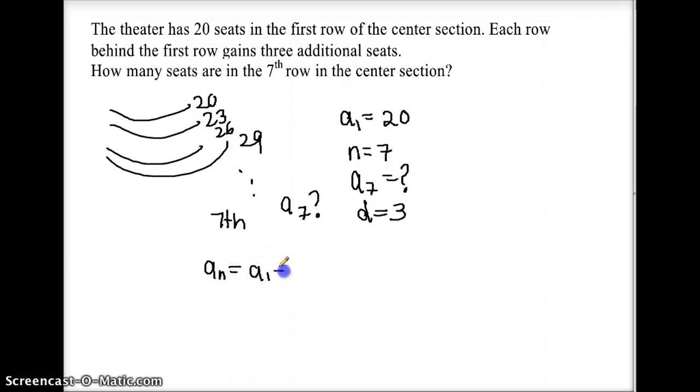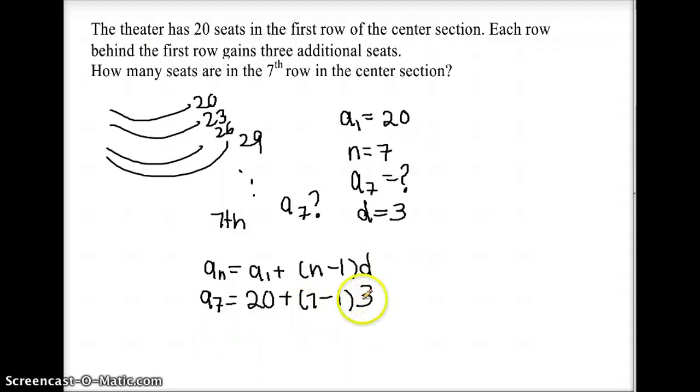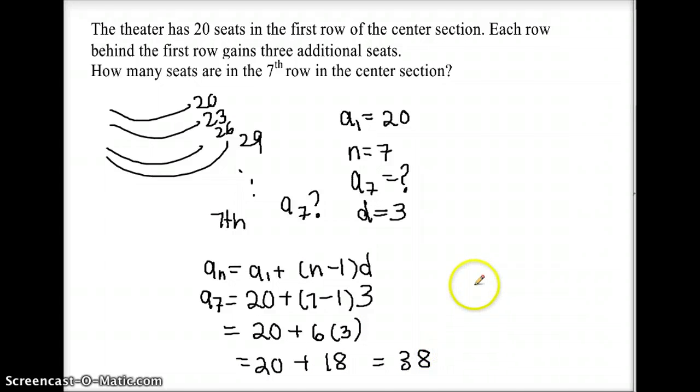AN equals A1 plus N minus 1 times D. So what we're looking for is A7. A1 is 20 plus N minus 1, and N is 7, so we have 7 minus 1 times D, which is 3. So this equals 20 plus 6 times 3, which is equal to 20 plus 18, so 38. So that means there are 38 seats in the 7th row in the center section.